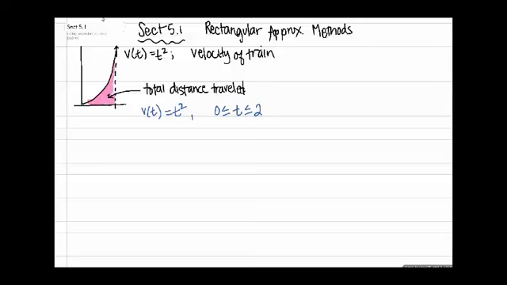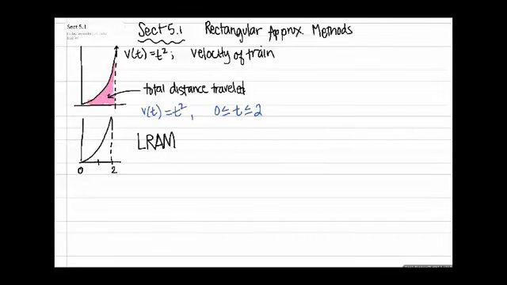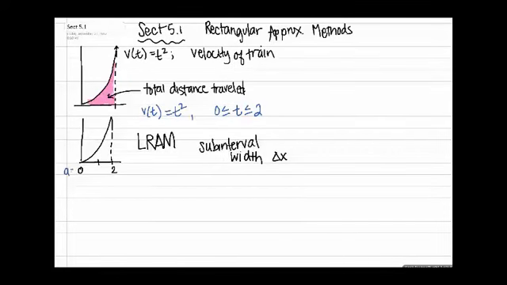Okay, so we're going to first experiment and take a look at this by doing what we call a left-hand approximation method. So we're going to break this from 0 to 2. This is going to be LRAM, or left-hand rectangular approximation method. Okay, so I want to have a subinterval that has a width of what we call delta x. If we're going to go from a to b, each of my subintervals would be whatever b minus a is, so 2 minus 0, divided by how many of those subintervals that we have.